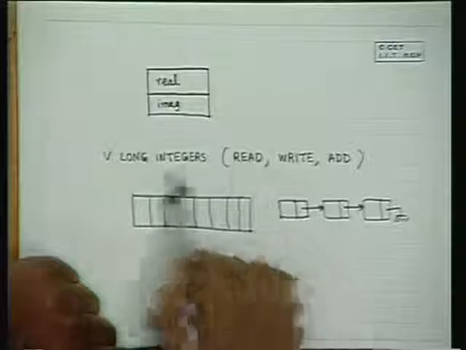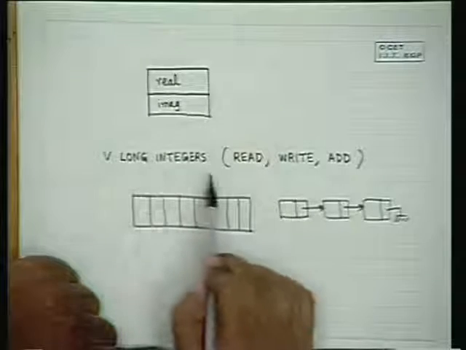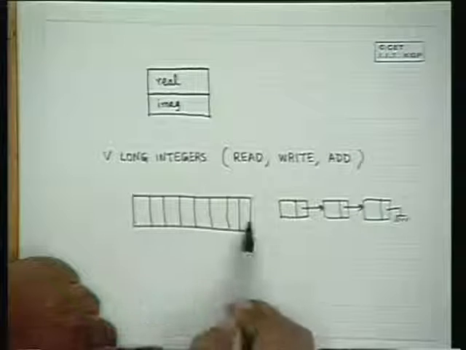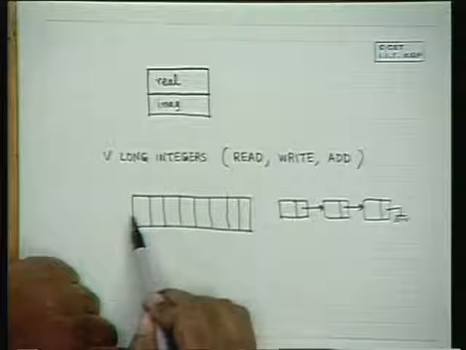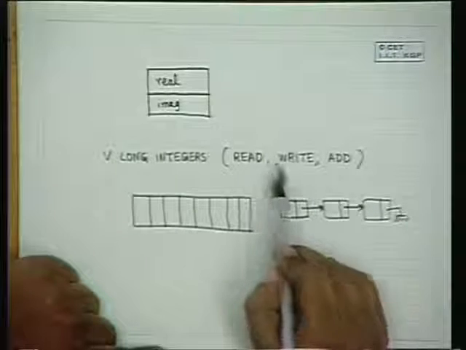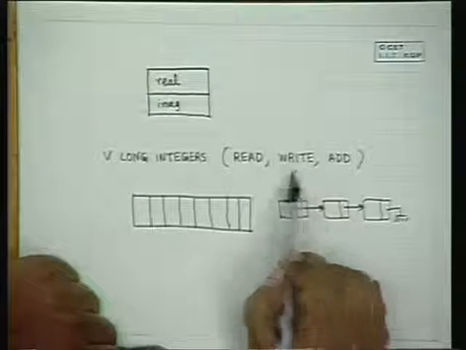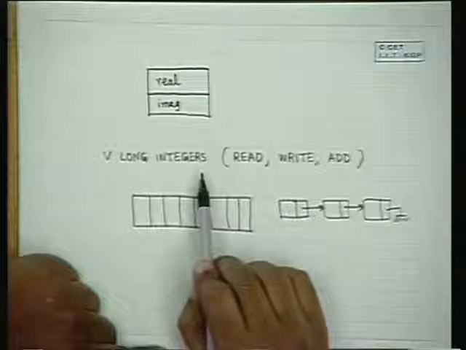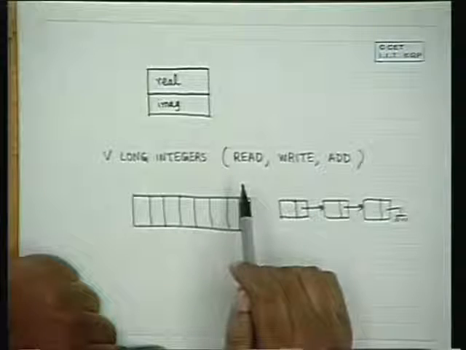Now given two such very long integers, reading and writing them is no problem. One will require accessing the array and the other will require accessing the linked list, and the time of reading and writing will be proportional to the number of digits in that integer, which is quite fine because you cannot read it in less than that time.